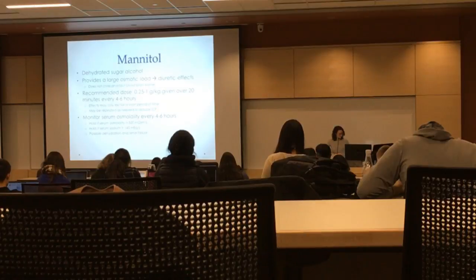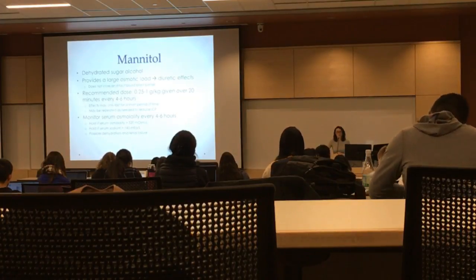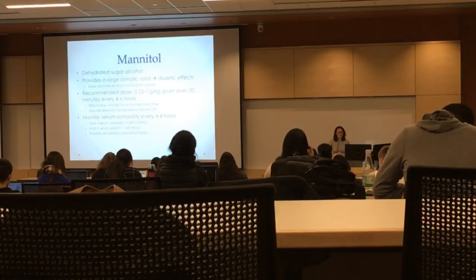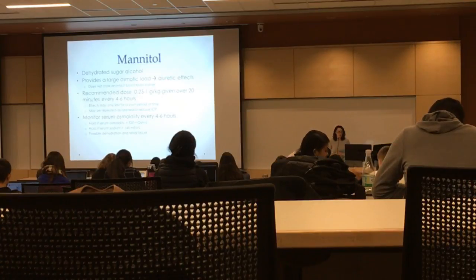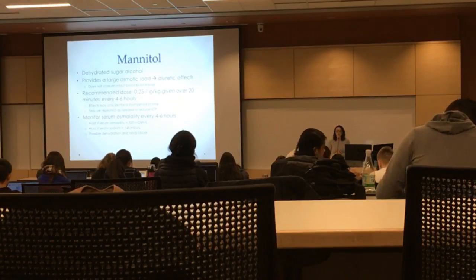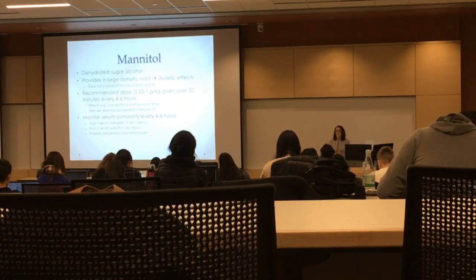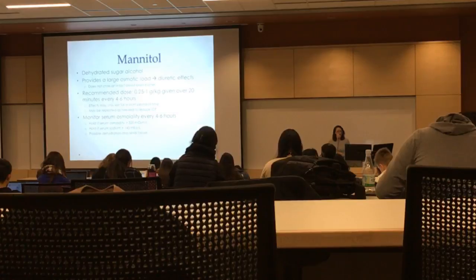So the first agent I want to go over is mannitol. This is a dehydrated sugar alcohol, so it provides a large osmotic load, which causes that diuretic effect to occur. Mannitol does not actually cross an intact blood-brain barrier, and it draws that water out of the brain into the intravascular compartment. So again, alleviating that extra pressure due to that excess volume within the skull. Recommended doses are listed here.